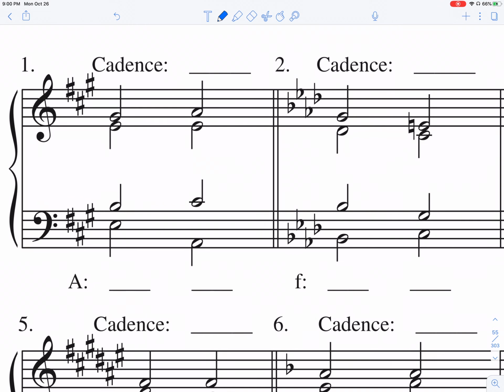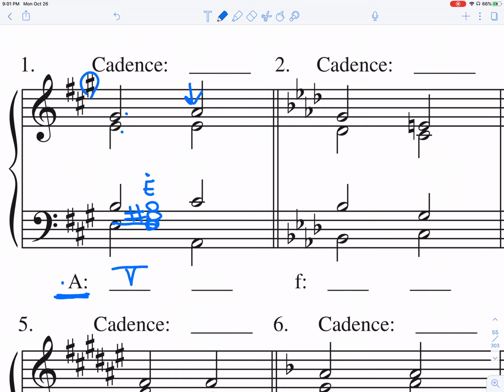Let's look at the first one. You're in the key of A major. Let's see what chord we have. The first chord here. Don't forget to consider the key signature. So we have E, we have B, we have E again, that's repeated, and we have G sharp. It looks like this is an E major chord. E major in the key of A is the V chord, and it's in root position.